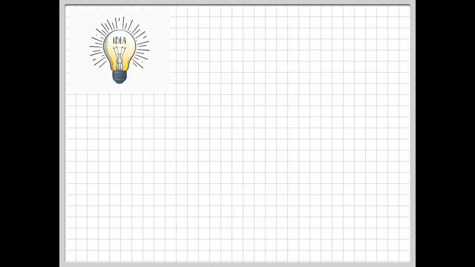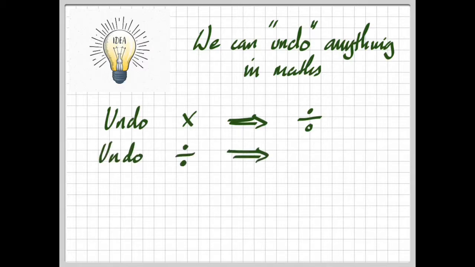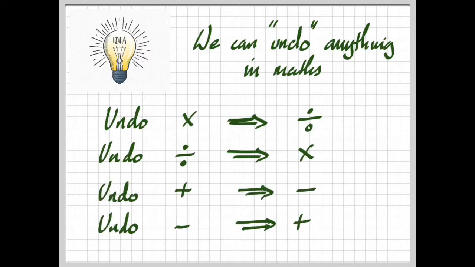Need to cover some ideas though before we start, and the first one is really important. We can undo anything in mathematics. What do I mean by that? Simple. If I multiply something, then I can divide it to get rid of it. If I divide something, it doesn't take rocket science, people, to work out that I can multiply it. And it naturally follows that if I add something, to undo it, it's subtract, and vice versa.